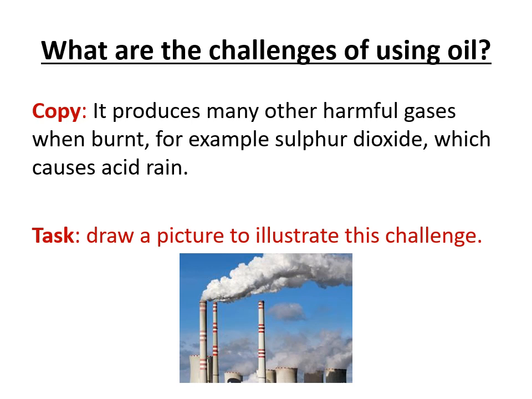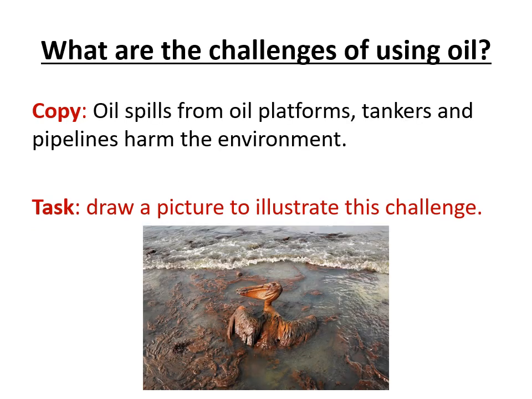So to remind you, copy: it produces many other harmful gases when burnt, for example, sulfur dioxide, which causes acid rain, and then draw me a picture to illustrate this challenge. Next one, oil spills from oil platforms, tankers and pipelines harm the environment. Copy that down and draw a picture to illustrate this challenge.